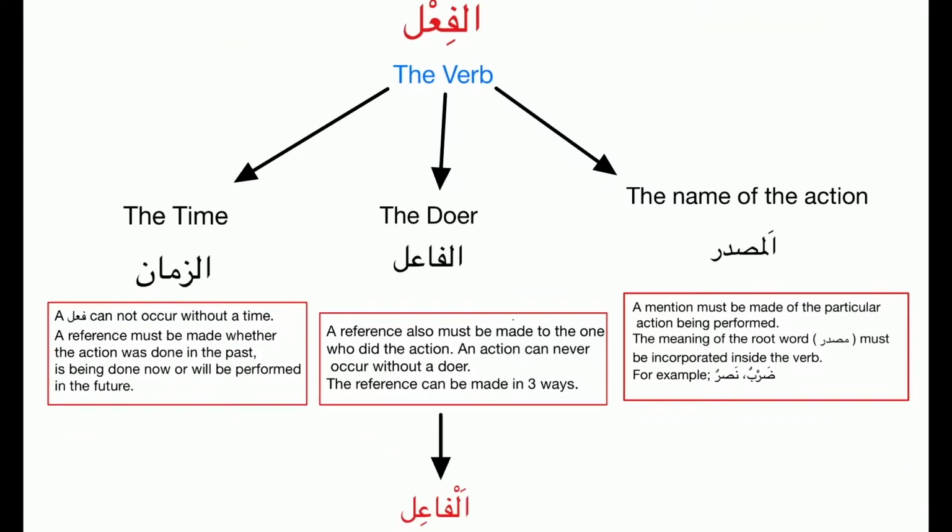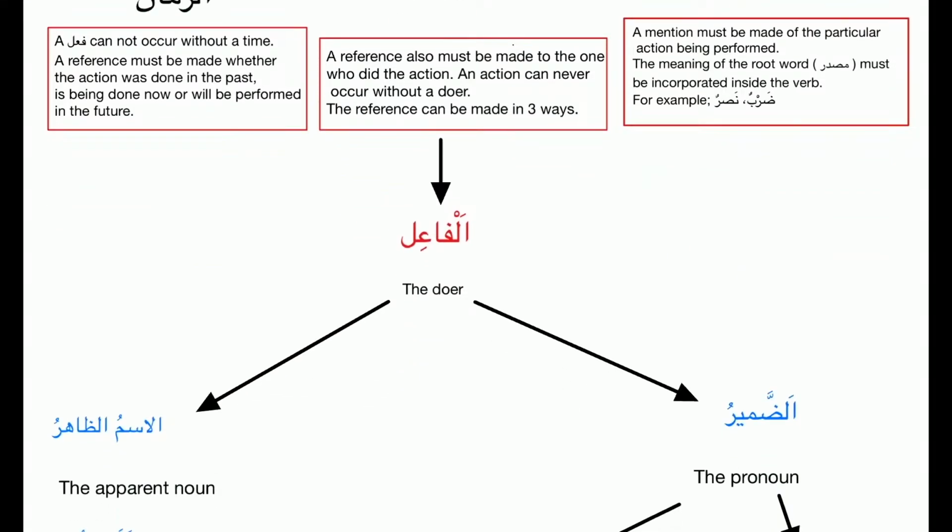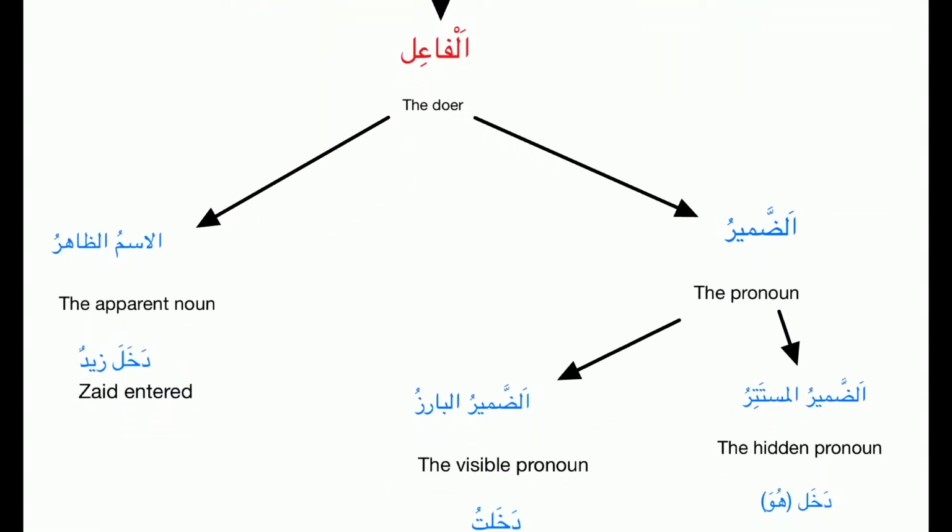Now, this fa'il or the doer, look like, for example, you look here. Dakhala Zaydun. Zayd entered. So, dakhala is fa'il, and Zaydun is fa'il. And Zaydun has rafa. So, Zaydun is marfu. Okay? Marfu. And this rafa sometimes will be visible and sometimes it will not be visible.